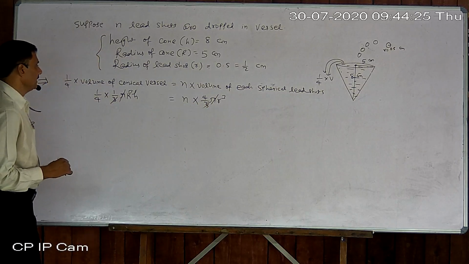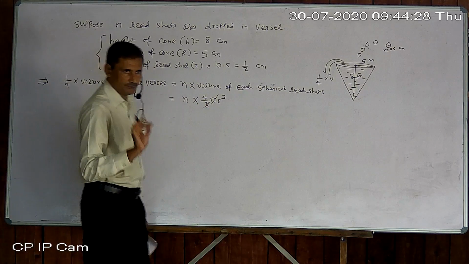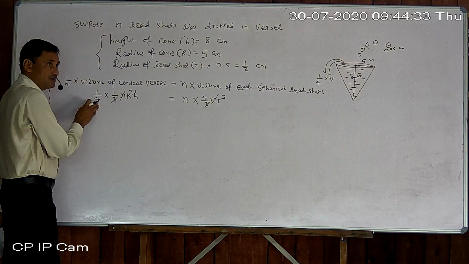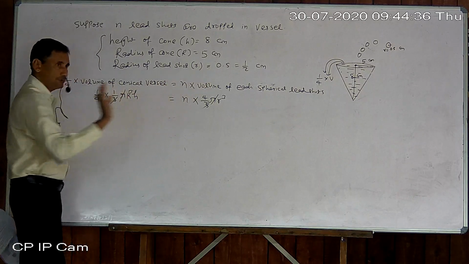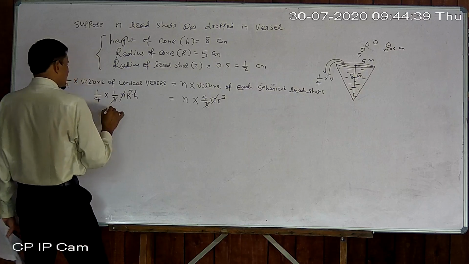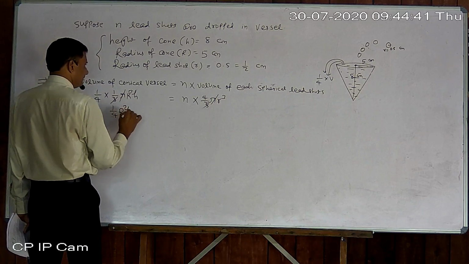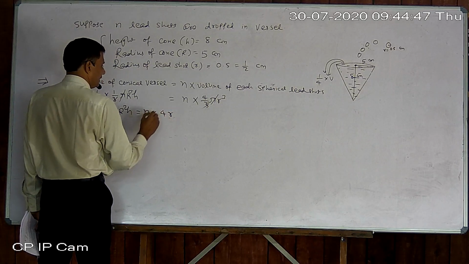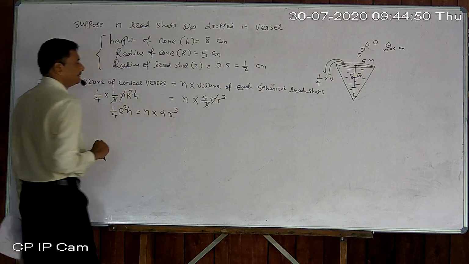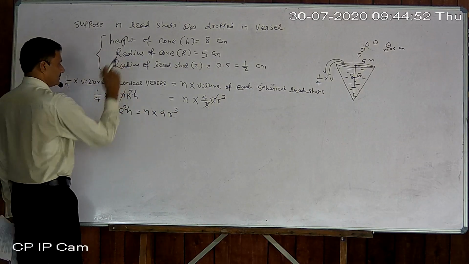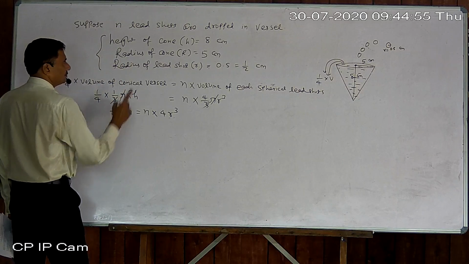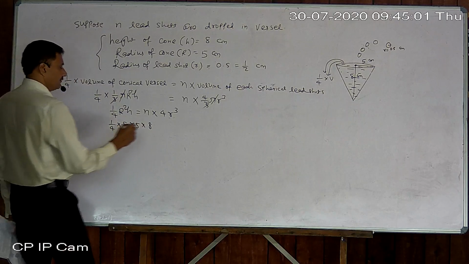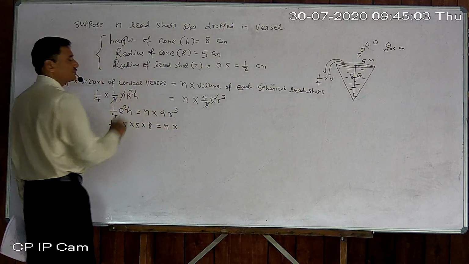Okay, then 4 is not cancelled. Remember, because 4 is here in numerator, and here in denominator. If you set it here, then both come in denominator, otherwise both come in numerator. So be careful. Okay, now what is left? Just write down once. Sorry, n into 4 r cube. This is left. Okay, now place our values. 1/4 into 5 into 5 into 8 equal to n. n we don't know, that we have to find.